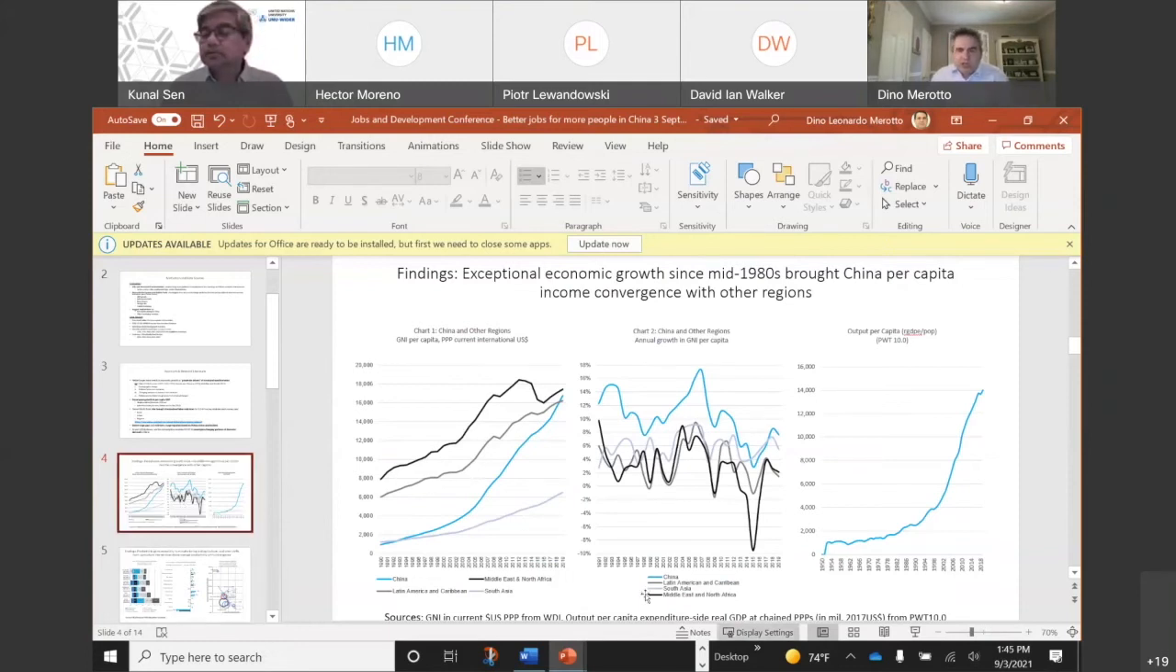And if you look at the chart on the right-hand side here, you'll see that this was a fairly recent phenomenon. So in terms of output per capita using the Penn World Tables measure on the right side here, China has grown sevenfold in terms of per capita income since these reforms began and since these movements of workers started.